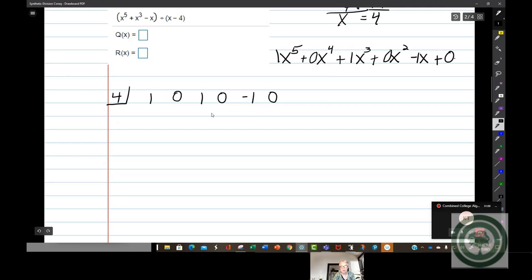1, 0, 1, 0, -1, 0. Good grief. This is where my remainder is going to be, underneath the last number, underneath the constant.